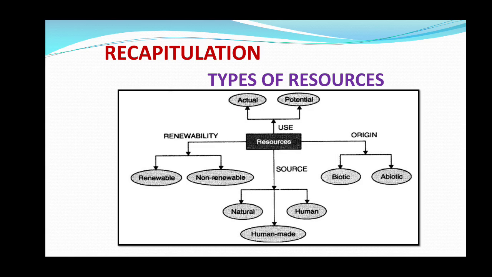So, what is a resource? Anything that satisfies human needs is called a resource. For example, a pen helps us to write, a chair helps us to sit. Fruits, vegetables, water, even your education, house, all these things are called resources because they help us in some way or the other.